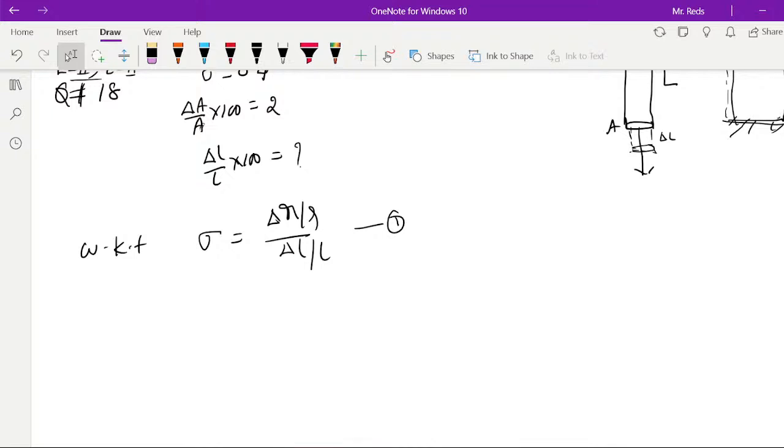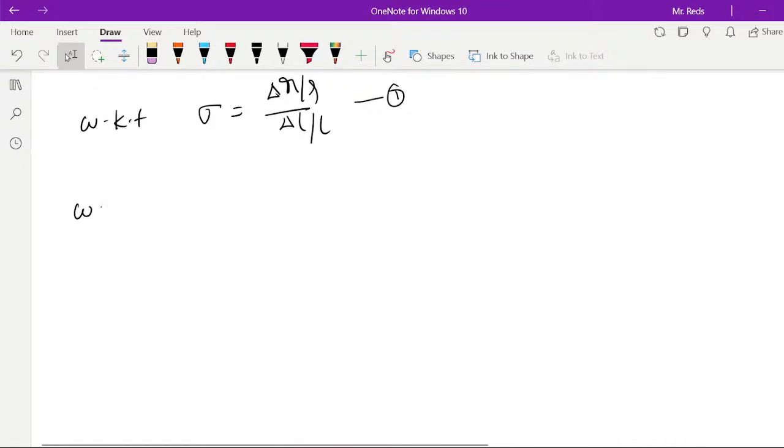Then how to find this? As the radius is mentioned, you can take the area of the circular cross section as pi r square. Then the fractional change in area, delta A by A, is equal to pi, which is a constant, so you can take this out. Then the change in r square can be taken as 2 into delta r by r.